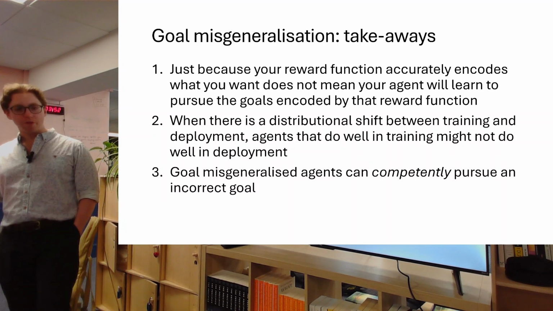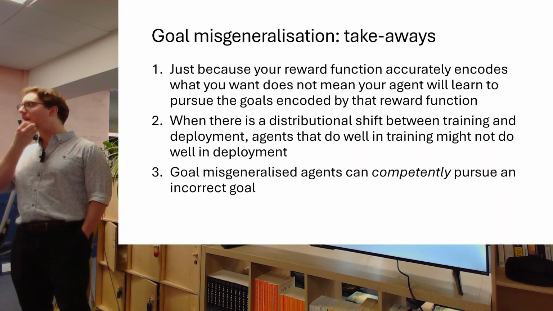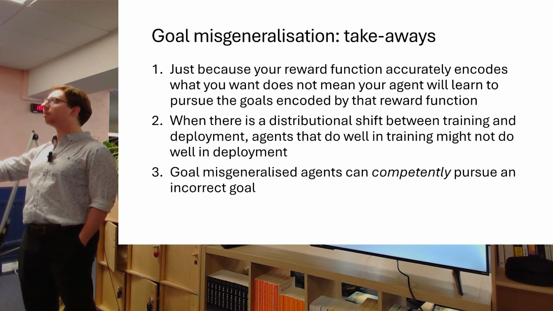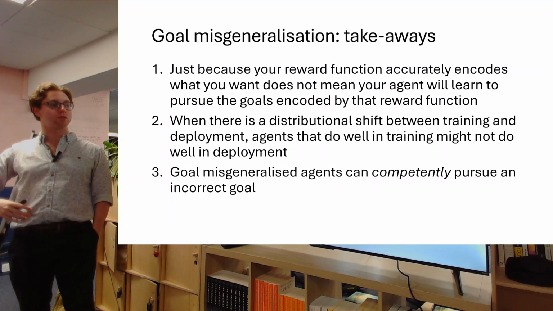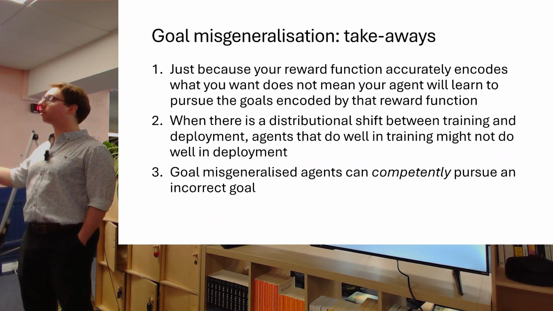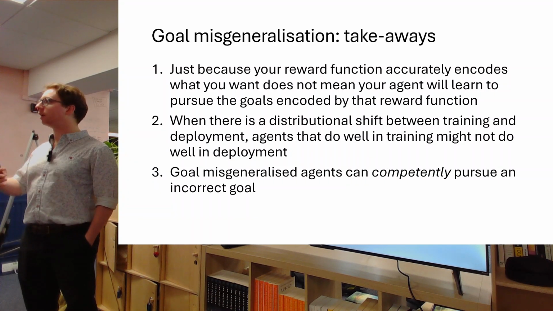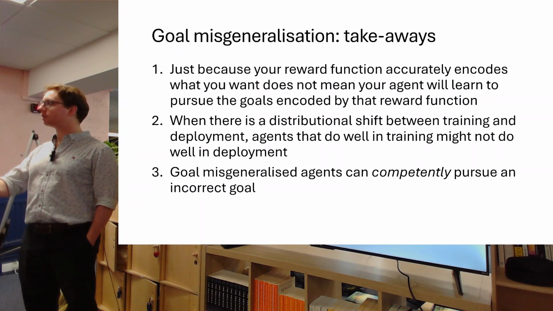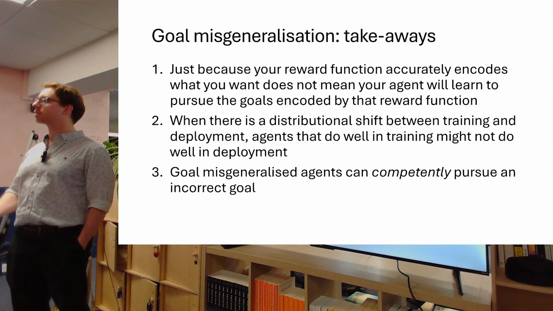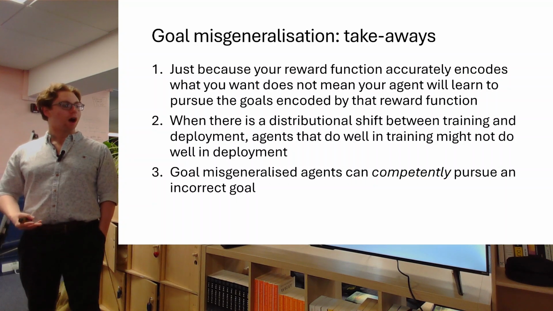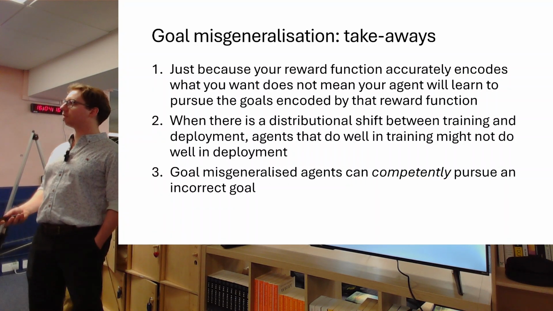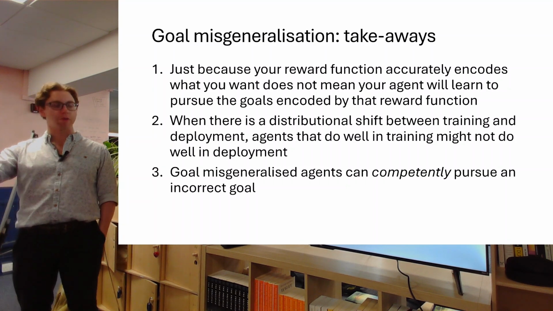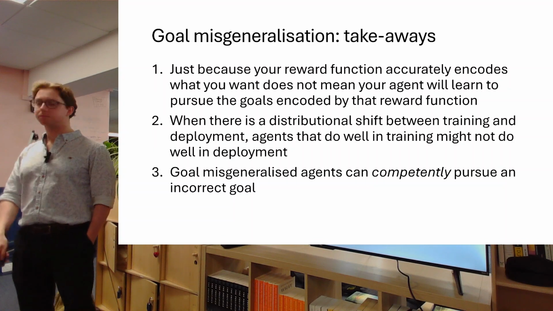The third really important thing is that goal misgeneralization is interesting as a failure case because unlike other failure modes, it doesn't imply that the agent is doing badly or is incompetent. So goal misgeneralization can get agents that are very competent, very skilled, know how to do certain things, are very good at controlling certain parts of their environment, but don't pursue the goal that you want them to. So goal misgeneralizers can very competently pursue a goal that you didn't want them to pursue.